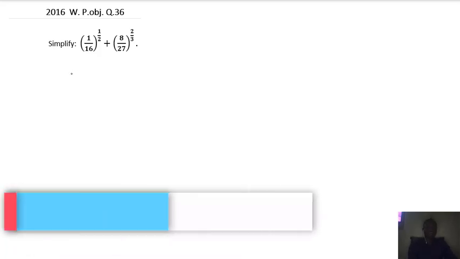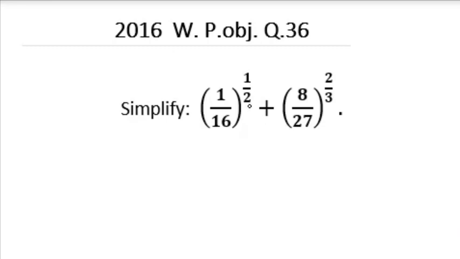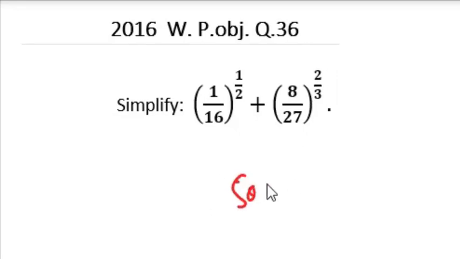Welcome back, students. We are still on indices, and today we are going to do 2016 WASSCE private objective question number 36. The question is: simplify (1/16)^(1/2) + (8/27)^(2/3). So let's solve it.